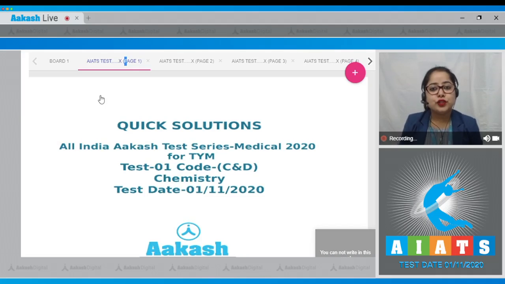Welcome students to the quick solution of All India Caste test series Medical 2020 for TYM. This is test number 1, code C and D for chemistry conducted on 1st of November 2020.